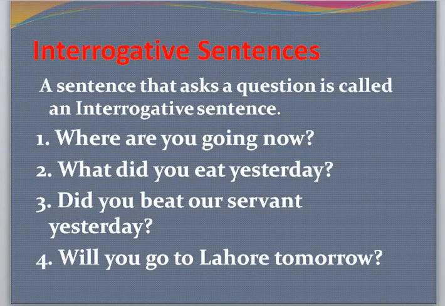The second type of sentence is interrogative sentences. Interrogative sentences are question sentences. A sentence that asks a question is called an interrogative sentence. Here you can see an example: "Where are you going now?" Alright? "What are you doing now?" So these are the examples, these are the questions.